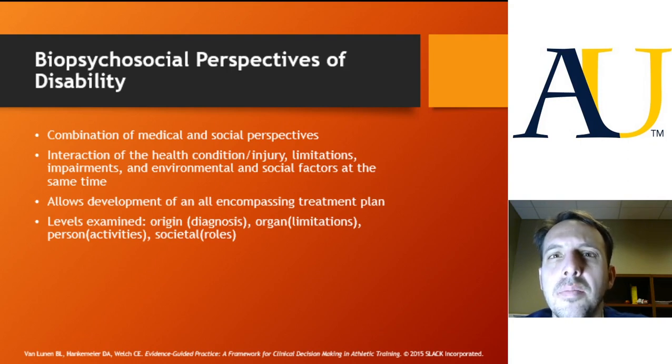And so it creates 4 distinct levels. The origin, which is basically the diagnosis or the medical perspective. Then the organ level, and this is where you start to describe some of the limitations in the ability of the body part to perform the activities that it normally does. So these could be things like decreases in range of motion, decreases in strength, but still at the organ level and more medical in nature.